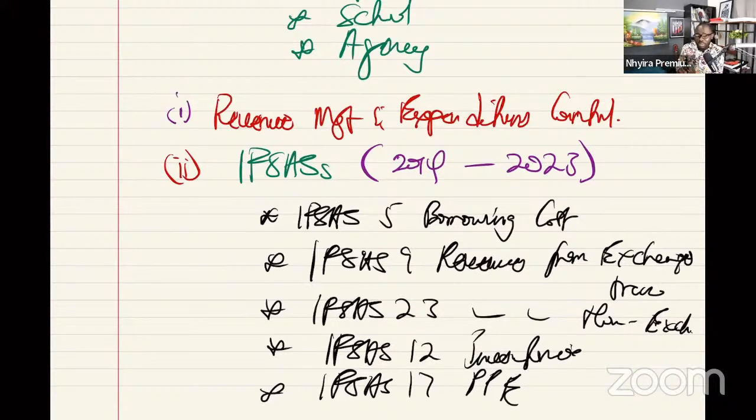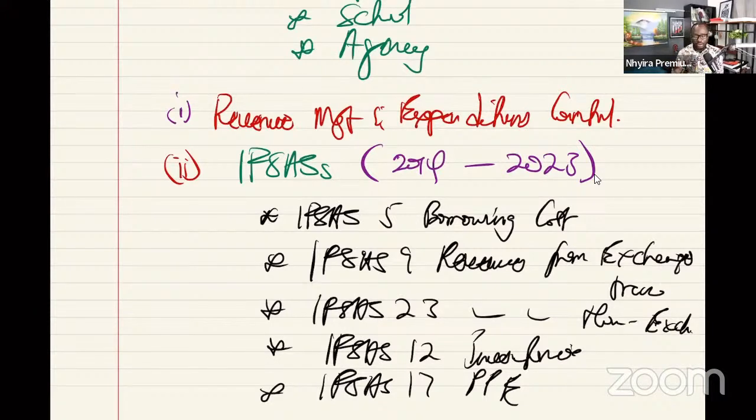So we will not be able to cover all the IPSAS in class, but they are all available on the portal that you can watch in that case. But before you enter the public sector accounting and finance examination, you have to ensure that at least these IPSAS, you know about them. IPSAS 5, borrowing cost.